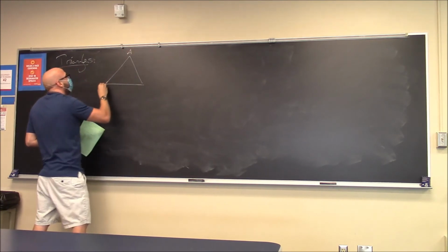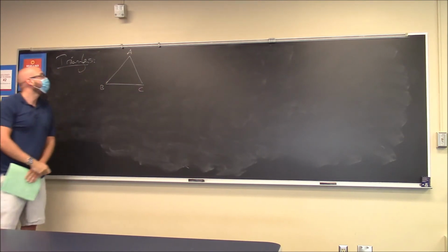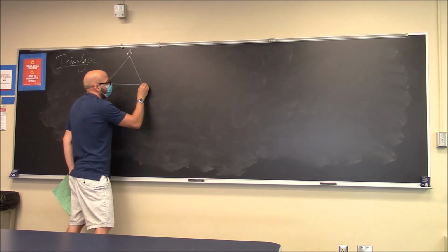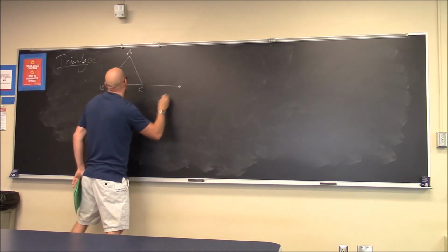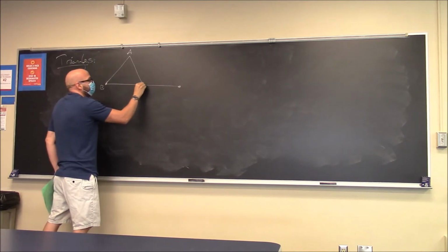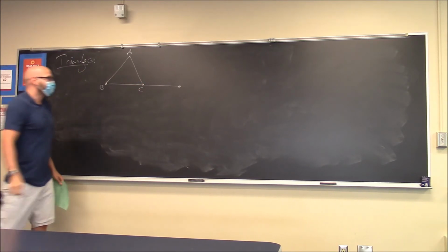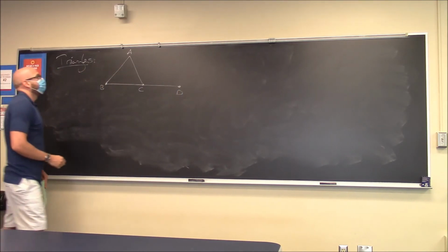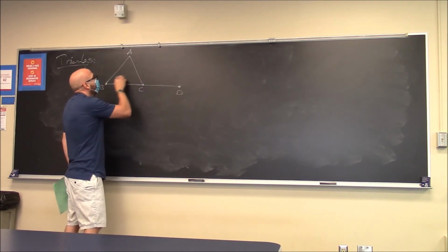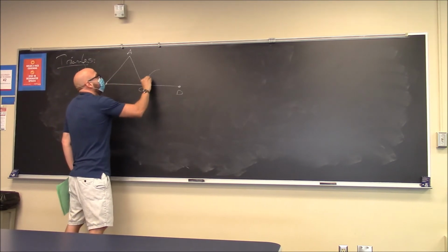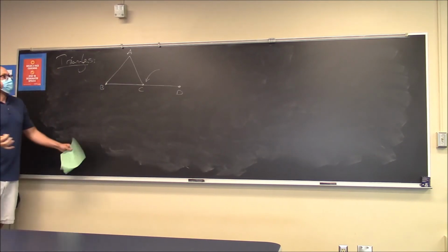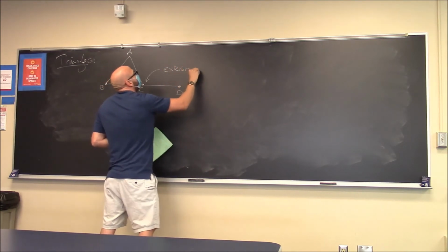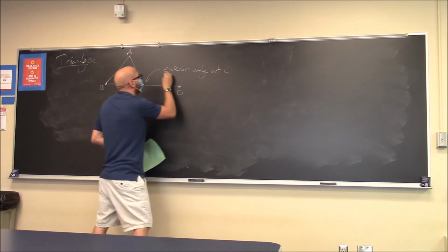A, B, C. And what I'm going to do is extend this side, something I'm allowed to do. Euclid bothers to postulate that you can extend lines. So I'm just going to extend it to some further point D. And that gives me an extra angle that I didn't have before. Before I only had these three interior angles. Now I've got this angle right here, which is an exterior angle. So this is the exterior angle at C.